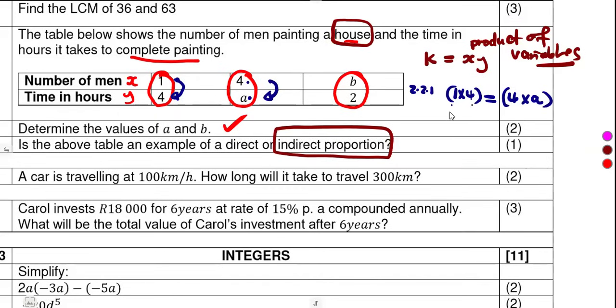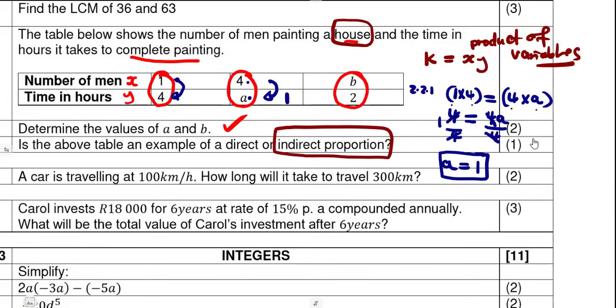1 times 4 is what? It's 4, which is equal to 4 times a, which is 4a. So divide by 4. Remember, this is a product. Divide by 4. We are back to our equations. You must know how to solve your equations. So 4 divided by 4, guys, that's what? That's a 1. So a, in this case here, represents a 1.